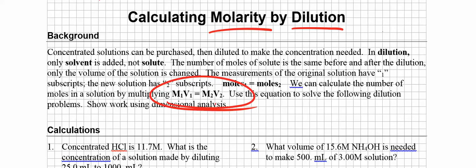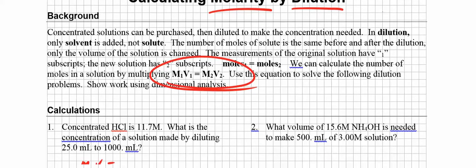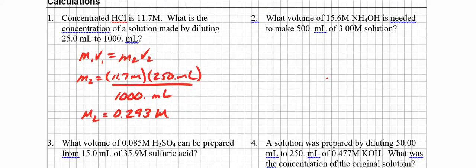All right, so let's go through that one more time. M1, concentration of the more concentrated solution. V1 is its volume. M2 is the concentration of the more dilute solution that we're creating. And V2, of course, is its volume. So let's take a look at some problems.